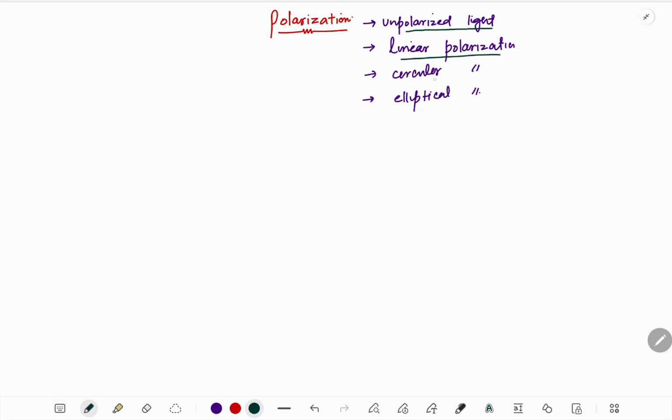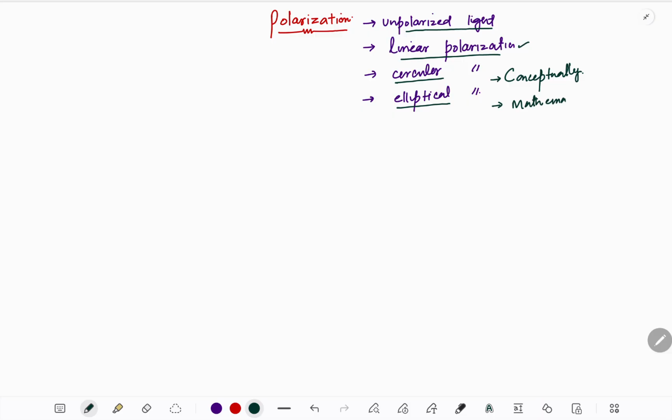So basically all four topics are connected, and if you understand unpolarized light, then you will understand linear polarization, then you will surely understand elliptical polarization, and finally you will understand circular and elliptical polarization. But first, we'll understand this topic both conceptually, like how light actually behaves when it is linearly, circularly and elliptically polarized, and we'll understand it mathematically as well.